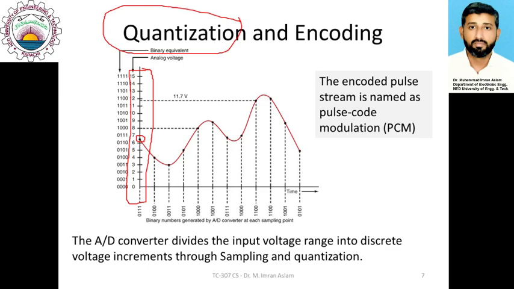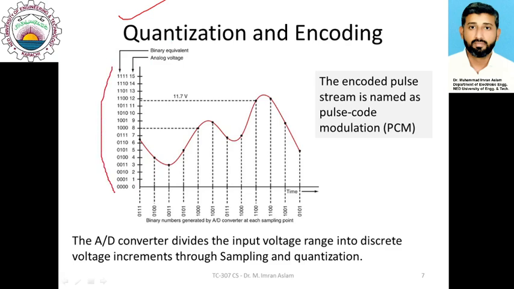So say for example this sample can be rounded off to the 6th voltage level, this one can be rounded off to the 4th voltage level, this one to the 3rd level, and so on. You can see that this one can be rounded off to the 12th voltage level, and so on. So each sampled value will be rounded off to the nearest voltage level, and this process of rounding off is named as quantization. And we use an encoder to transform this quantized voltage level into binary digits, calculating the binary equivalent here.